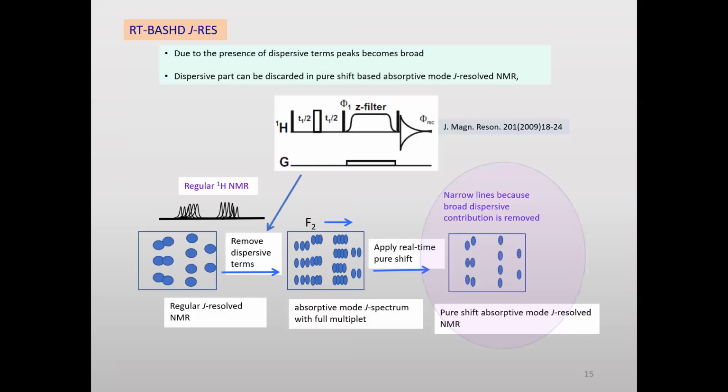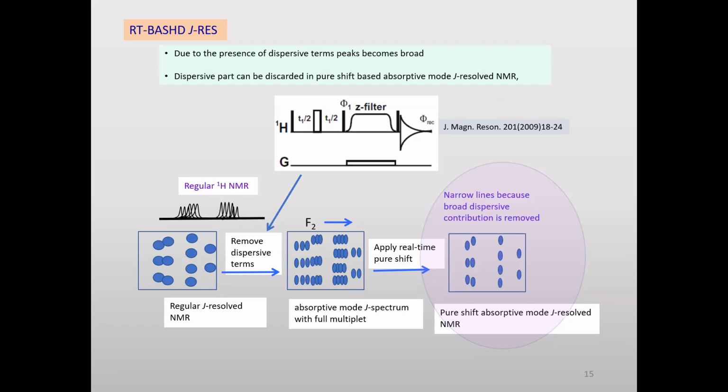So this is the basis of our experiment. Initially, I focused on how to get an ultra high resolution Z-resolved NMR using the pure shift approaches. The first technique that I developed was the real-time band selective homodecoupled Z-resolved spectroscopy. Here I'm showing you at the left side a regular Z-resolved spectrum. The lines are very broad due to the presence of dispersive terms. This is a typical spectrum.